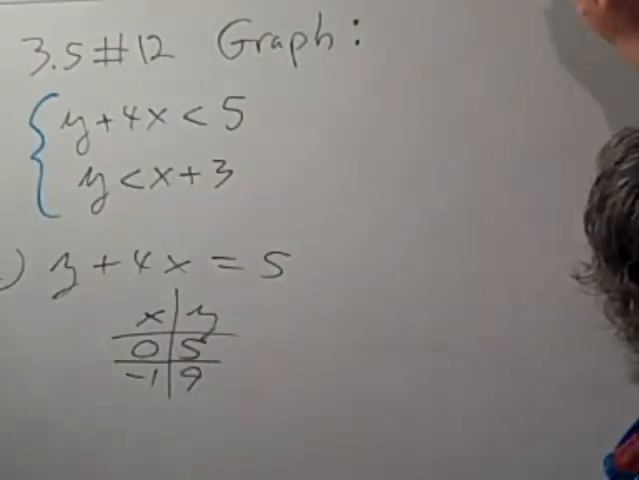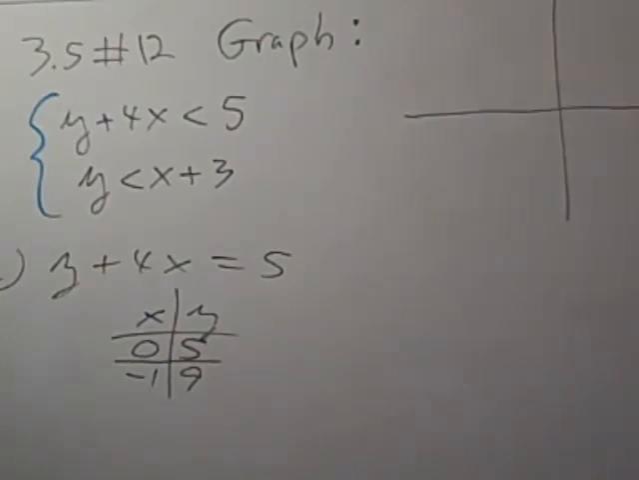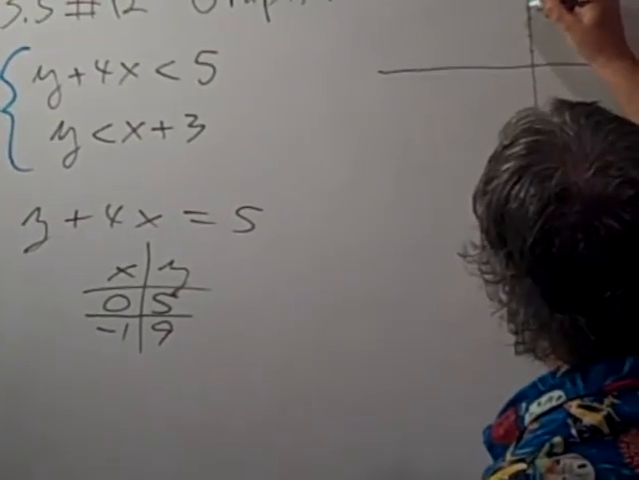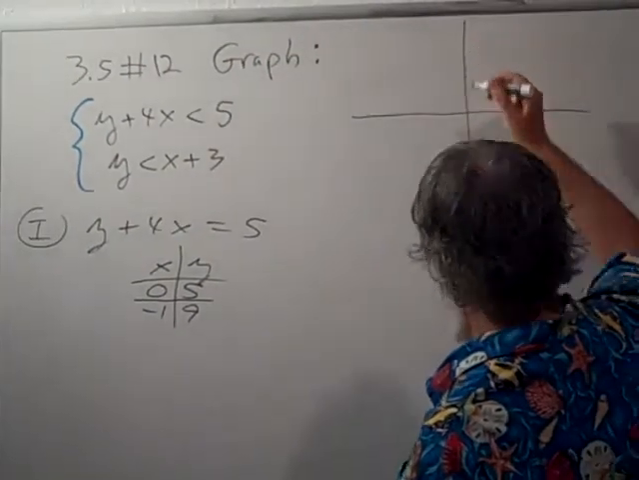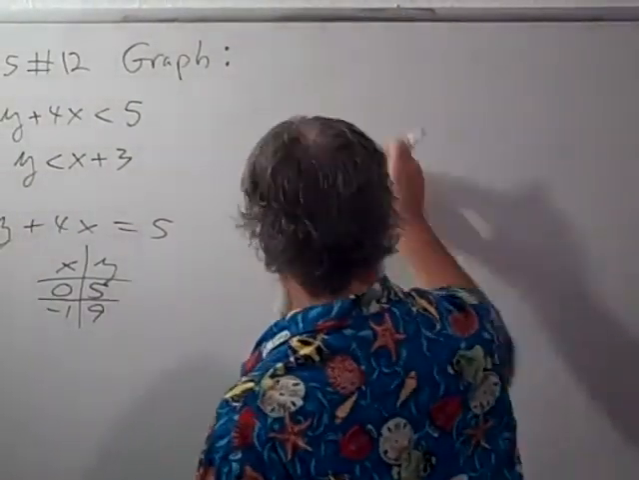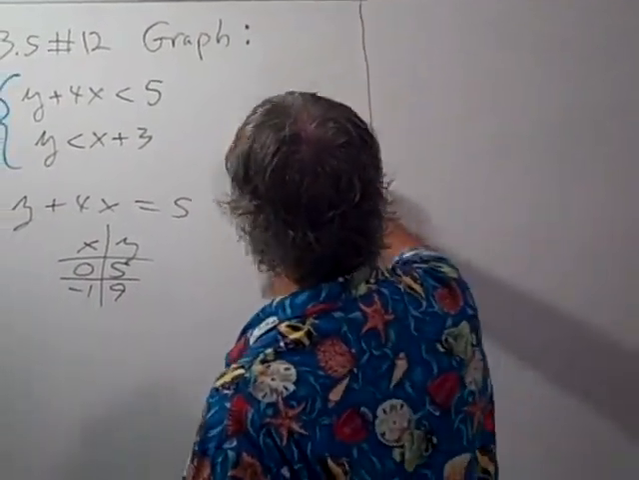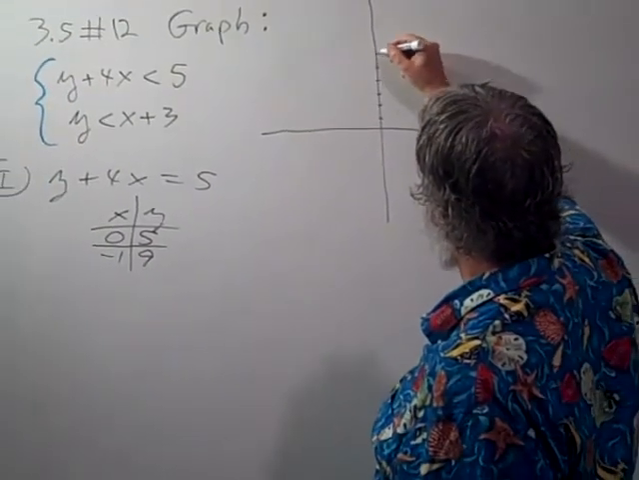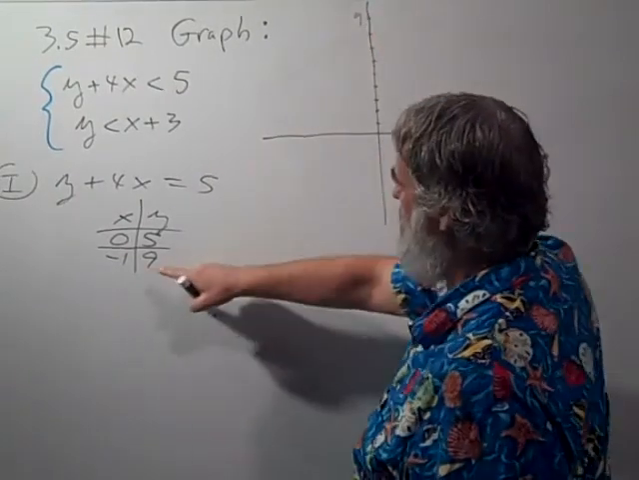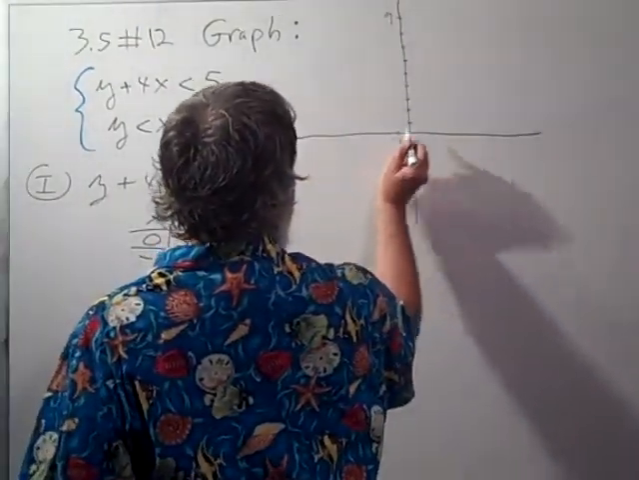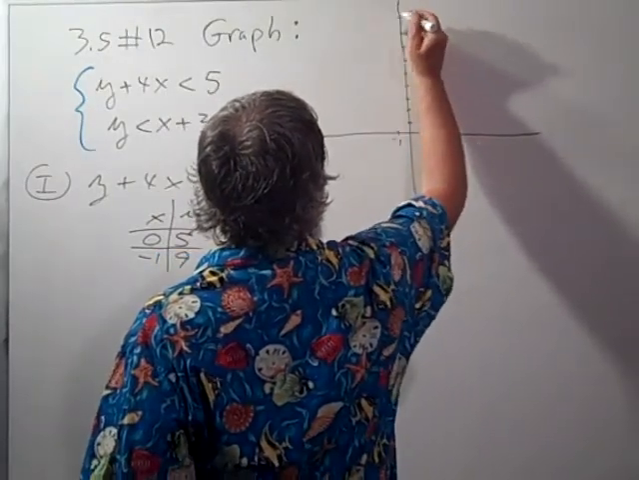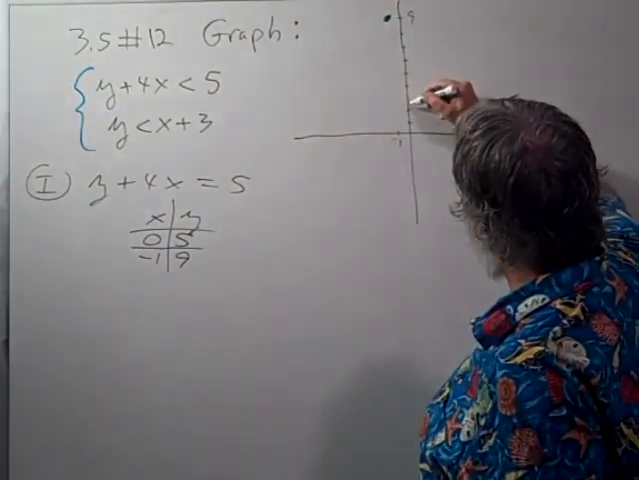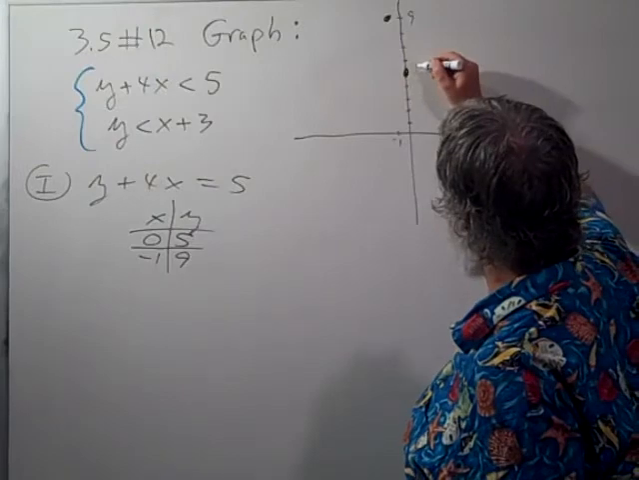I'll graph it over here. 0, 5, so let's call this 1, 2, 3. Well, I need to go up to 9. I better make this graph a little larger. So we have to go up to 9. 1, 2, 3, 4, 5, 6, 7, 8, 9. Because negative 1, 9 is a point on the graph. So I put the 9 on this side. There's negative 1, 9. That's the second point. And 0, 5, 2, 3, 4, 5 is the intercept here, the y-intercept.